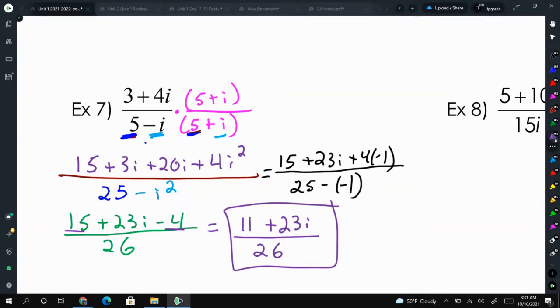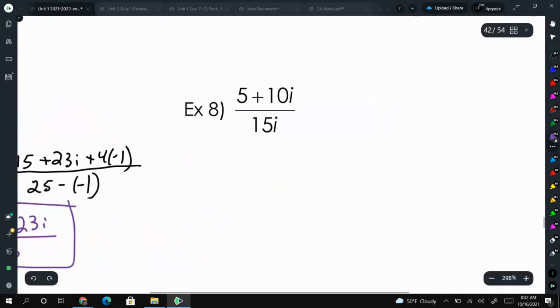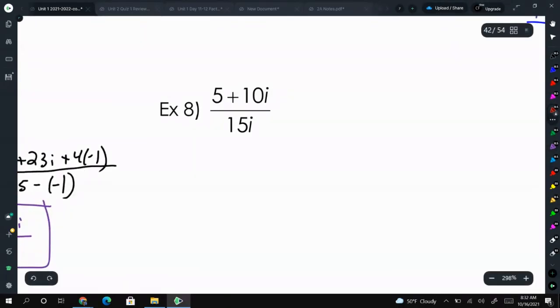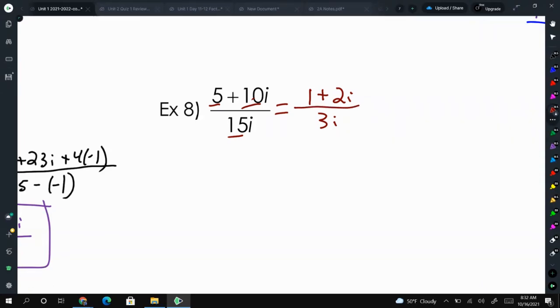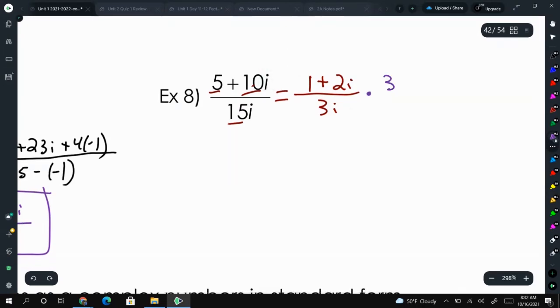So these are almost about as complicated as they get. The last example here, first, I see that 5, 10, 15, all of those are divisible by 5. So we can divide all three by 5 and get 1 plus 2i over 3i. Now, you could do this later on in the problem, but if you recognize it now, that makes life a bit easier. Now I'm going to multiply the top and bottom by 3i. That will make the denominator not have i in it anymore.